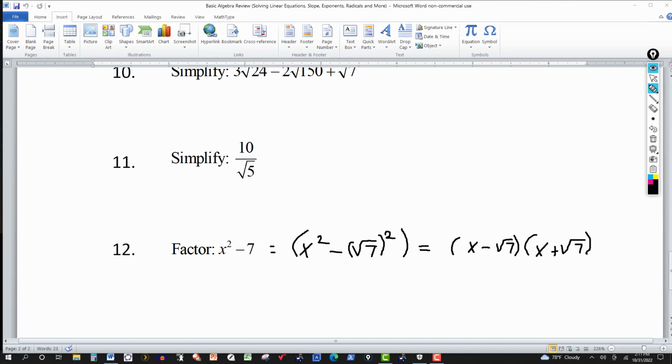And you can see, you can multiply this out. X times x is x squared. X times minus radical 7 is minus x radical 7. X times radical 7 is x times radical 7. Those cancel out. And the product of these two right there is minus the square root of 49, which is 7. So this just gives you a little review of some topics in basic algebra.